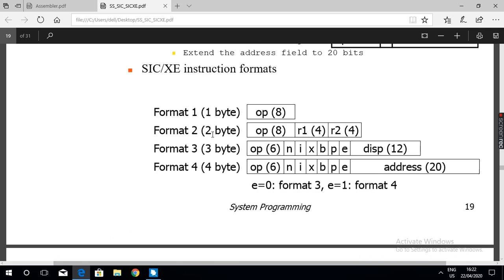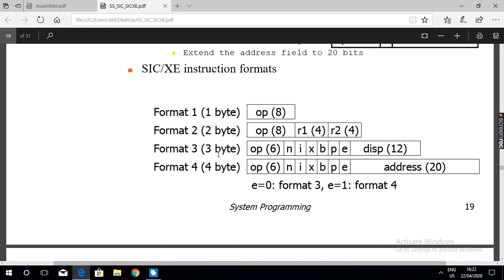Right. So format 2 instructions are also called 2 byte instructions. For format 2 instructions, the first byte is reserved for the opcode. The next 4 bits are reserved for the register number of the first register, and the next 4 bits are reserved for the register number of the other register. So these are the two register operands.